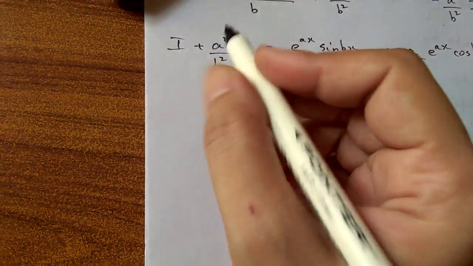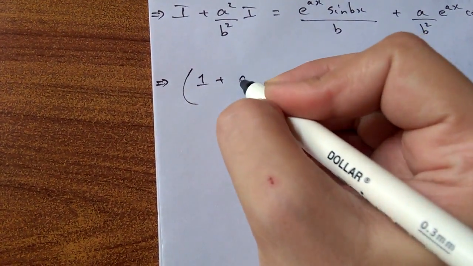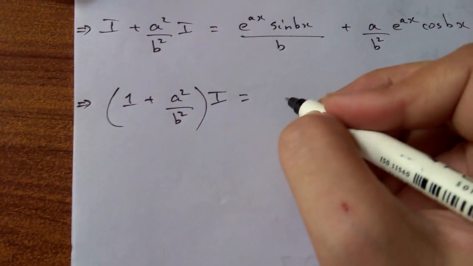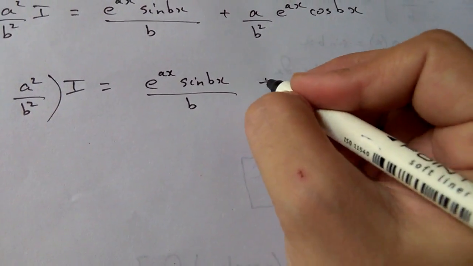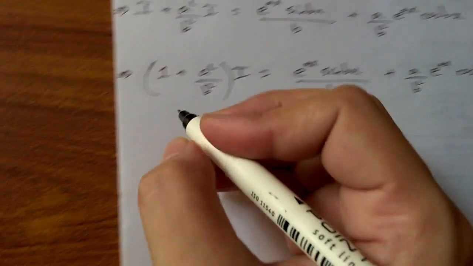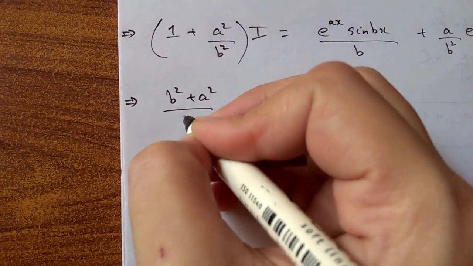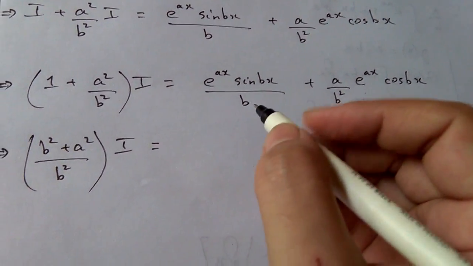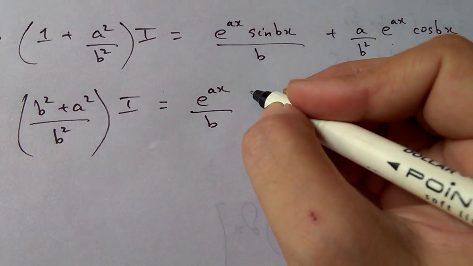Okay, now you can take out your I common here. Then I'm having these coefficients left inside the parentheses, and then I'm going to apply my LCM in the next step. Once you apply the LCM, it comes out to be this. And over here you can notice that in both these terms you're having e power ax upon b common, so you just take it out just to beautify your work.